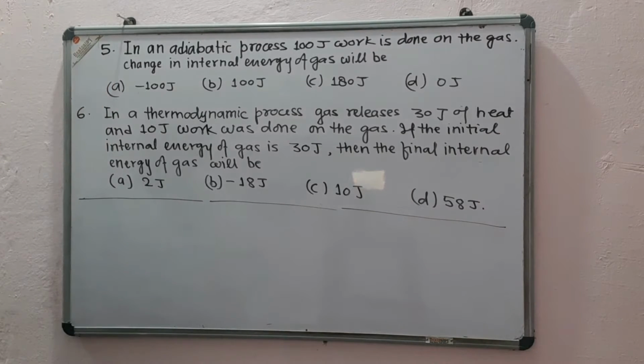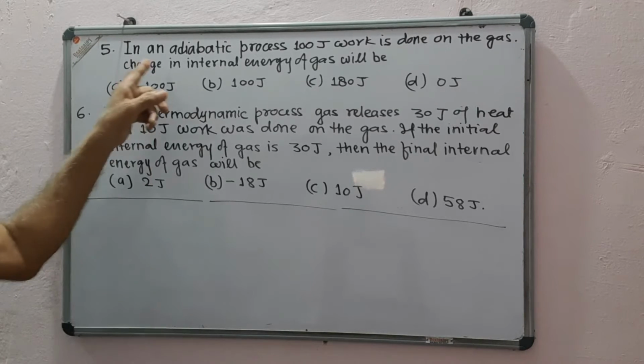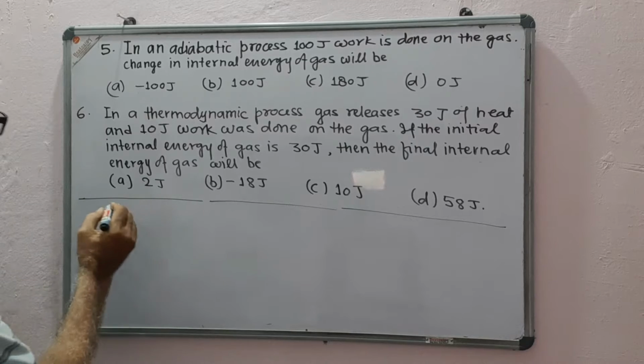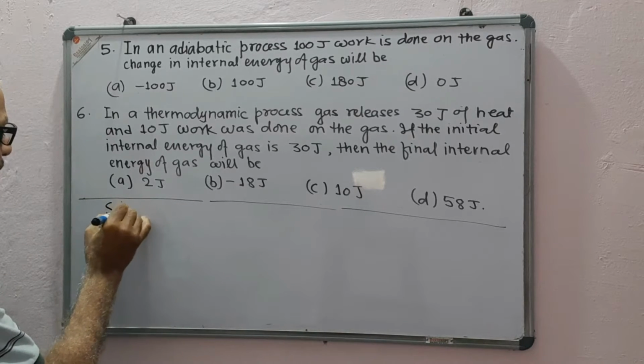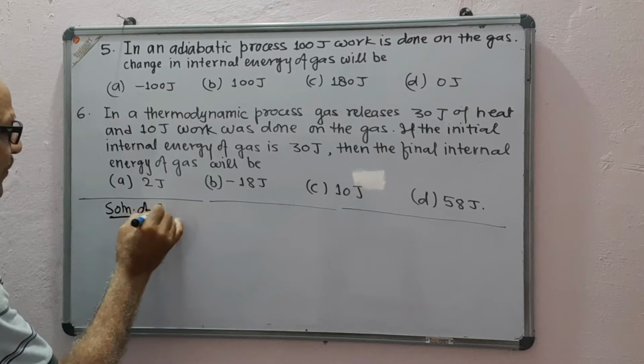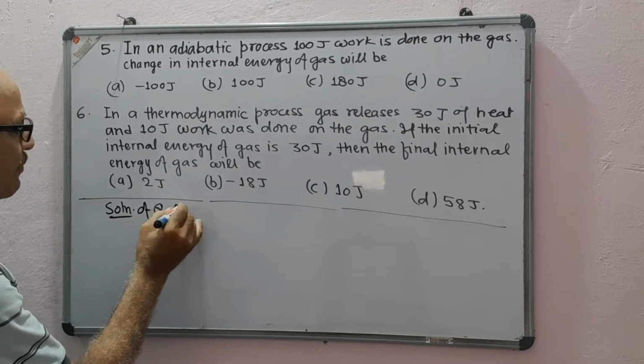Now question number 5. In an adiabatic process, 100 joule work is done on the gas. The change in internal energy of the gas will be. Solution of question 5.